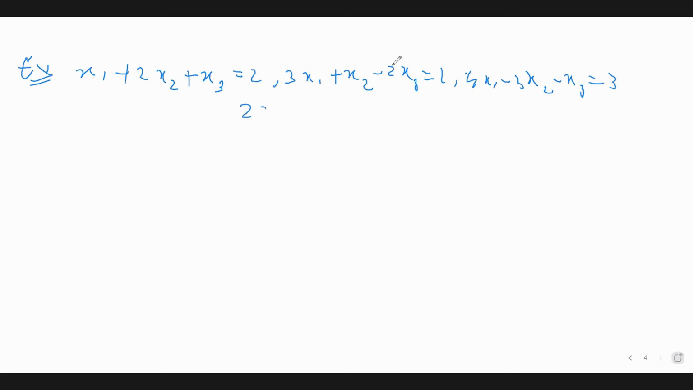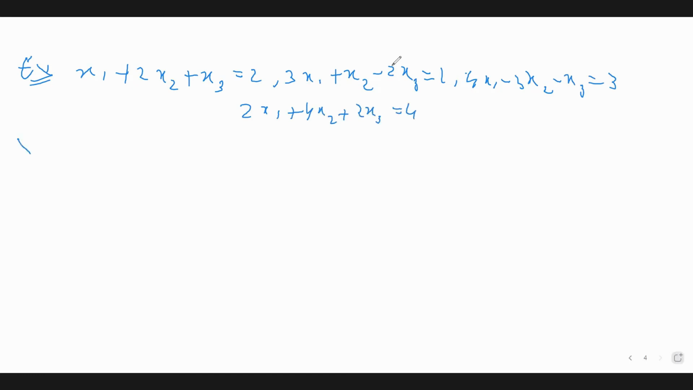x1 plus 2x2 plus x3 equal to 2. 3x1 plus x2 minus 2x3 equal to 1. 4x1 minus 3x2 minus x3 equal to 3. 2x1 plus 4x2 plus 2x3 equal to 4.